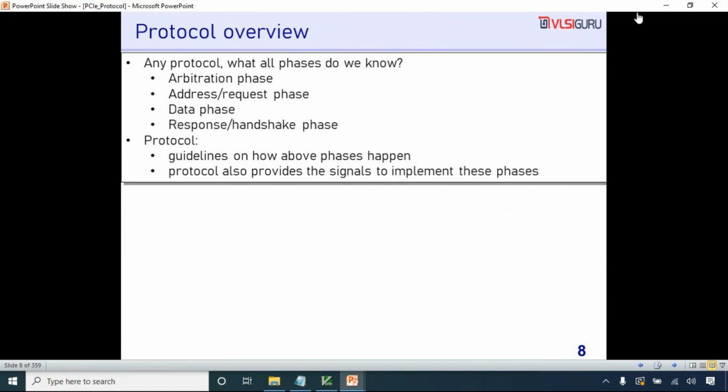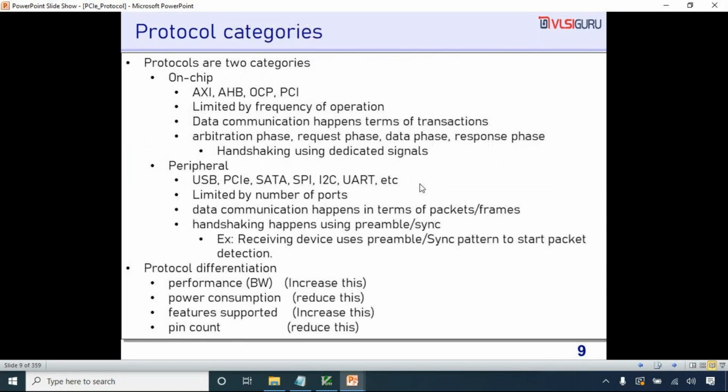Basically, what is a protocol? Guidelines on how the various phases of a transfer happen. When we say protocol, what is meant by that? It's all about data transfer, right? There is data transfer happening from host to device and device to host. The protocol gives us the guidelines on how the various phases of those data transfers will happen. A protocol also provides the signals to implement those phases. I have already explained various types of protocols.